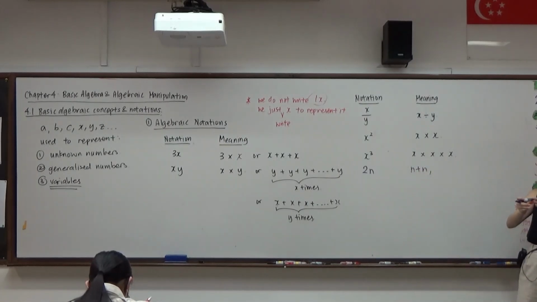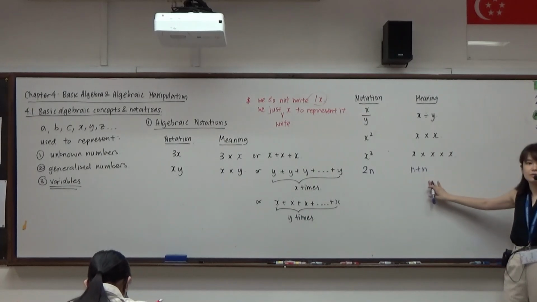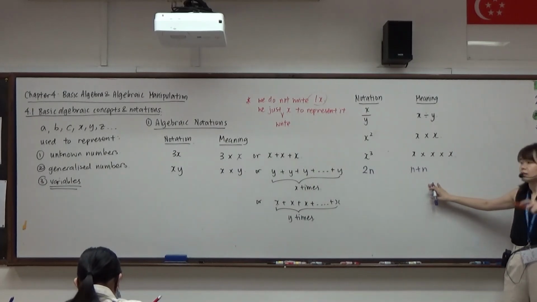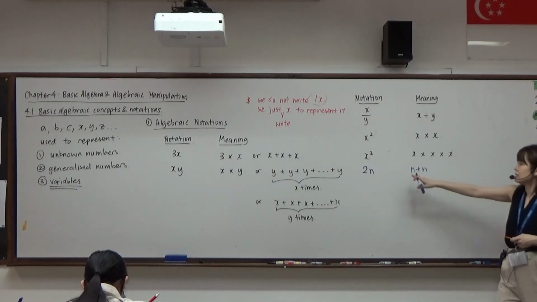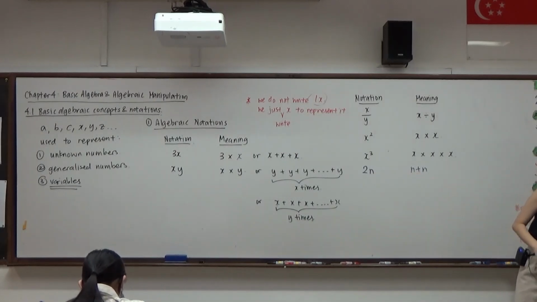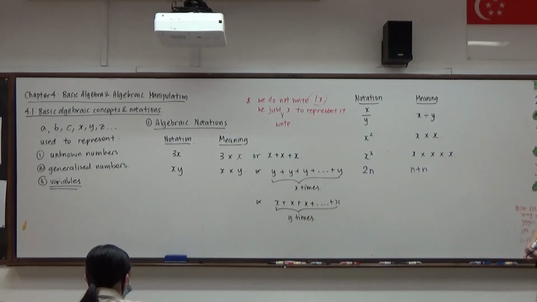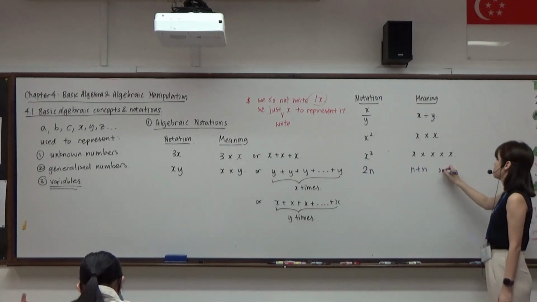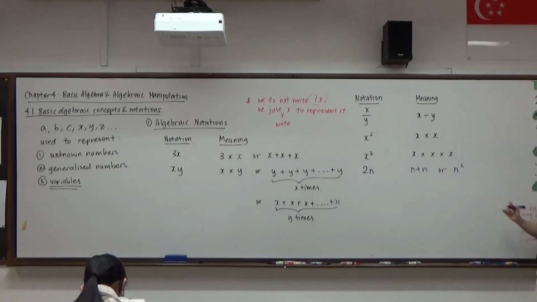Or maybe I should say a person, Lucas A. Where is Lucas A now? There, right? Lucas, can you tell me, 2n, what else can it represent other than n plus n? Sorry? 2 square, n square. Lucas A says 2n is n square.